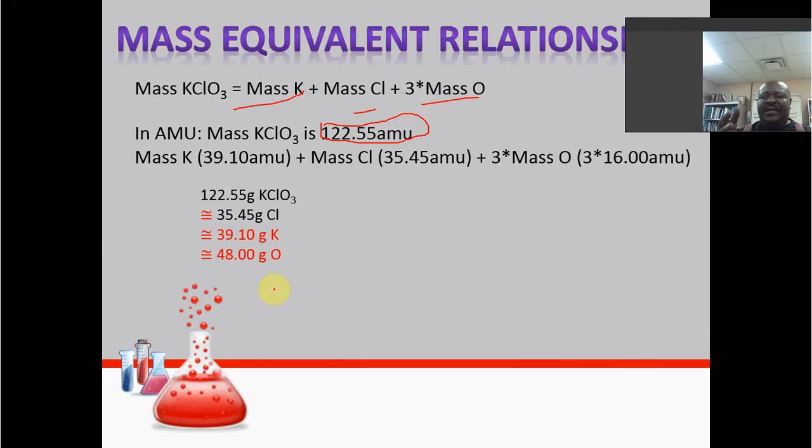Once you've done that, building on last week's lab, or two labs ago, whatever, we can do dimensional analysis.